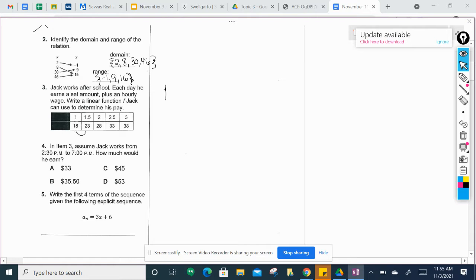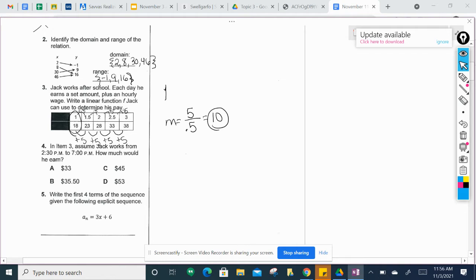So 18 to 23, I'm adding 5. 23 to 28, I'm adding 5. 28 to 33, I'm adding 5. And 33 to 38, I'm adding 5. This looks promising. So I continue to look at the x's though. I'm adding a half each time. So again, it doesn't matter what the change in x and change in y's are. What matters is the slope, which is the change in y divided by the change in x. This finally tells me the slope is 10.